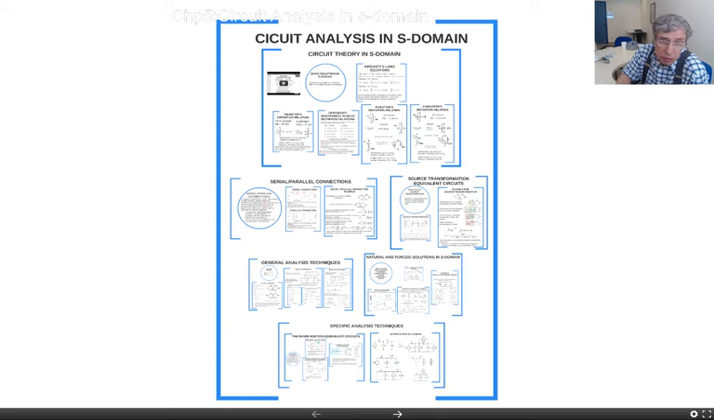Now this video is about this frame. This frame tells us about serial parallel connections, how we are going to use serial parallel connections in S domain analysis, and what is the benefit and application of it. We're going to see it. Let's go in.